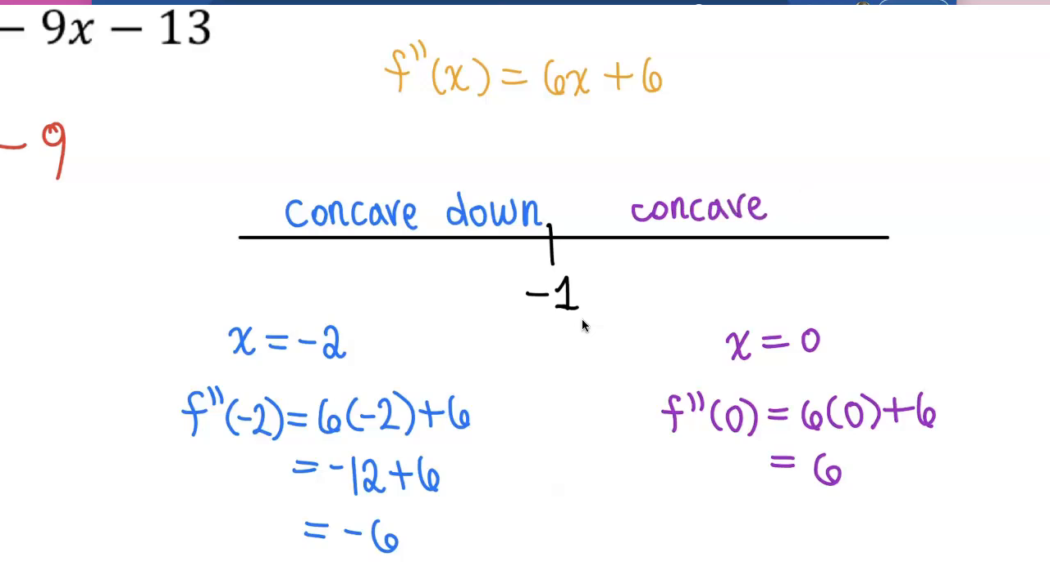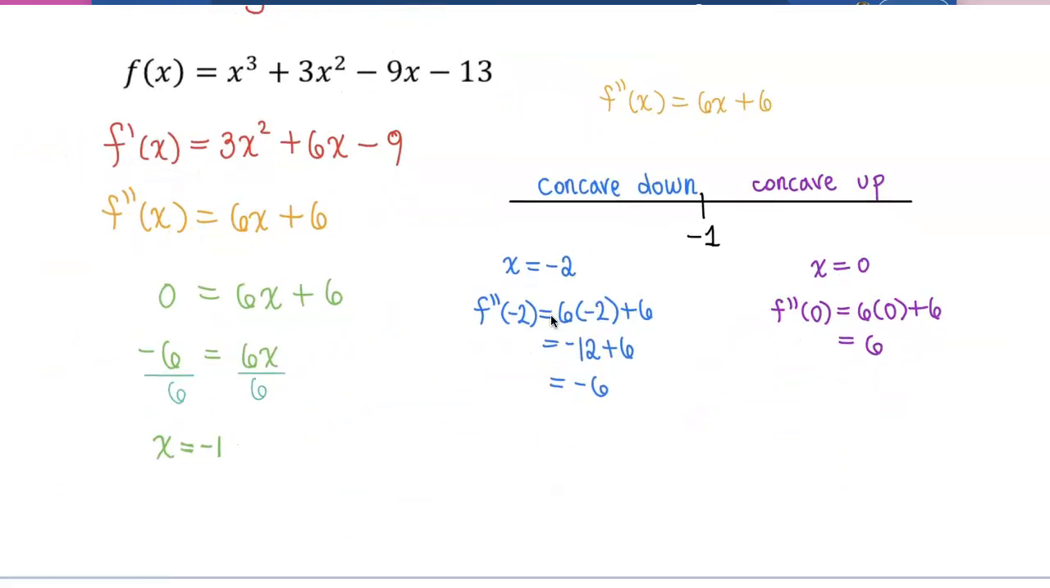Now notice concavity changed at -1, right? So this tells me that -1 is where the point of inflection happens. So let's write down our answer, okay?